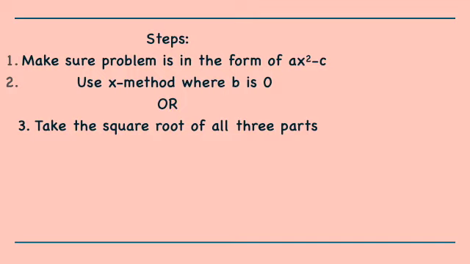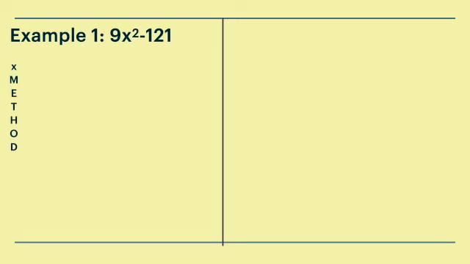So steps, make sure the problem is in the form of ax squared minus c. If it has a plus in between, this is not going to work. If it has a, b, and c, you just need to use X method. You can't use this unless it looks like ax squared minus c. So use X method where b is 0, or take the square root of all three parts, which I'll show you what I mean in a second.